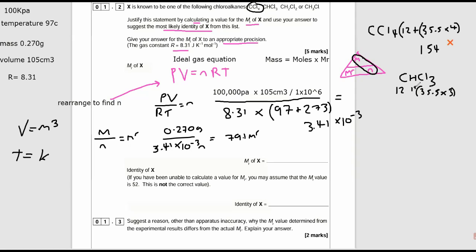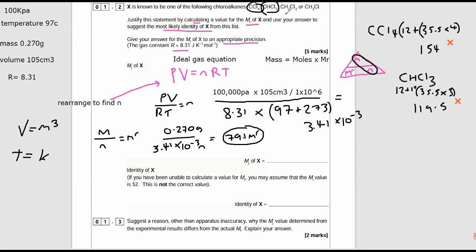So we've got 1 carbon, 1 hydrogen, and 3 times 35.5. Again, this is going to be way off. You can see straight away that 3 times 35.5 is going to be bigger than our 79. And it's 119.5 or thereabouts. Again, you might need to check that with your calculator.